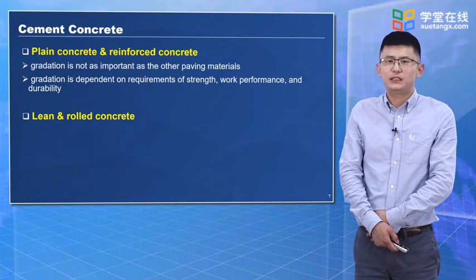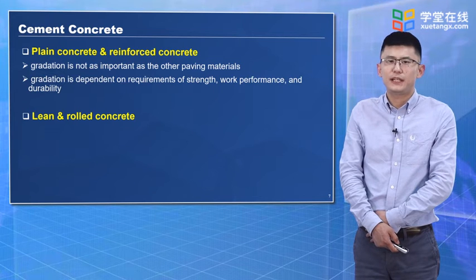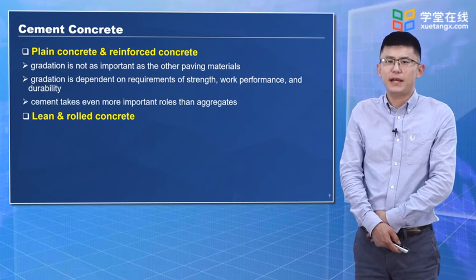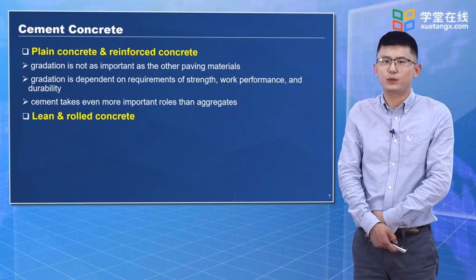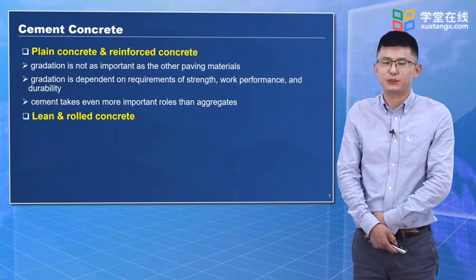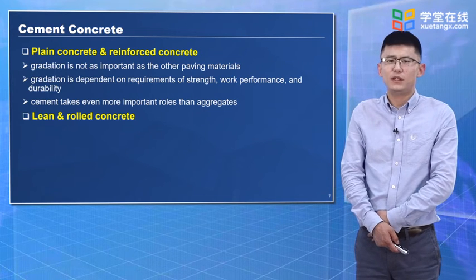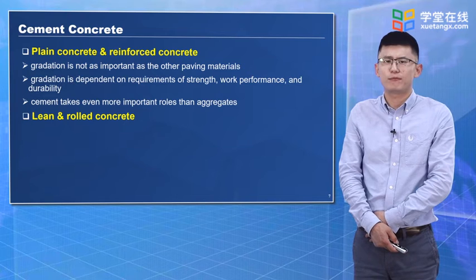And the gradation is dependent on the requirements of strength, working performance, and durability. And the cement takes even more important roles than the aggregates. For example, the cement type and the cement amount will greatly affect the performance, like the strength, the shrinkage, and the modulus of the concrete. How about the lean and rolled concrete?